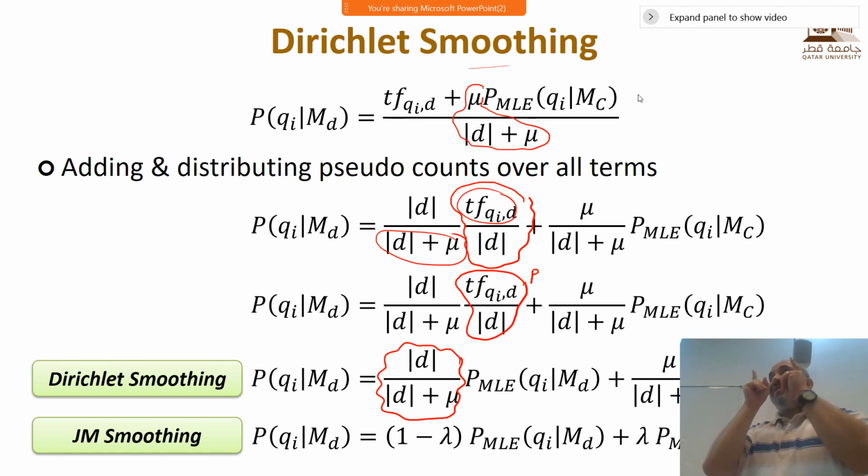But remember, the seen words will get from both. The unseen will get only from the background, but the seen will get from both.